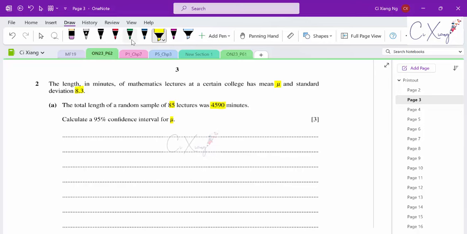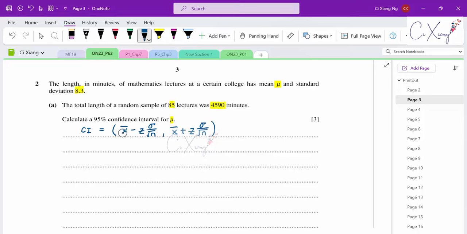For this question, we want the confidence interval for the population mean. What's the general formula? The lower limit is the sample mean minus z multiplied by sigma over the square root of n, and the upper limit is the sample mean plus z sigma over the square root of n. These are the lower and upper limits of the confidence interval for the population mean.